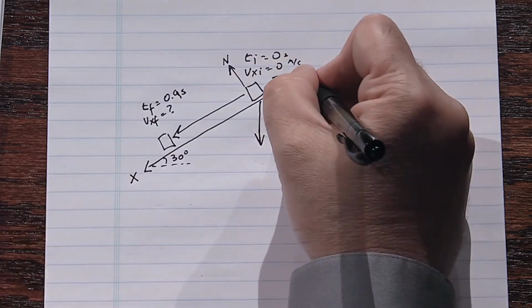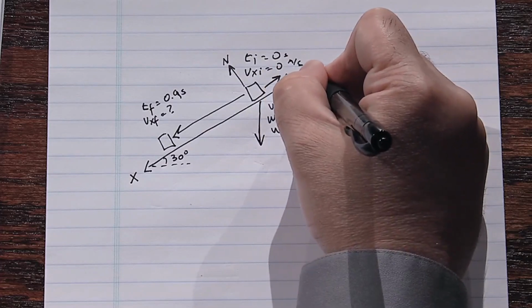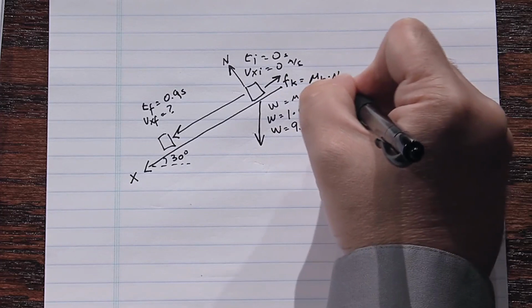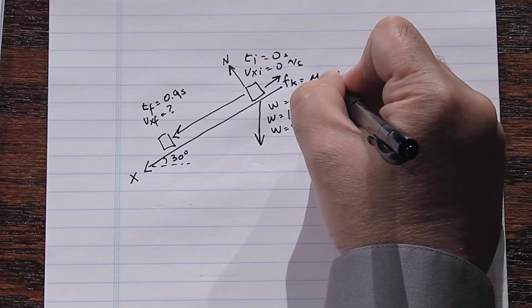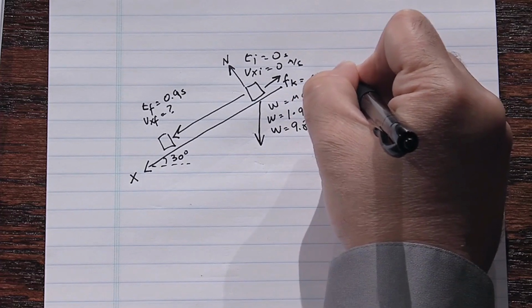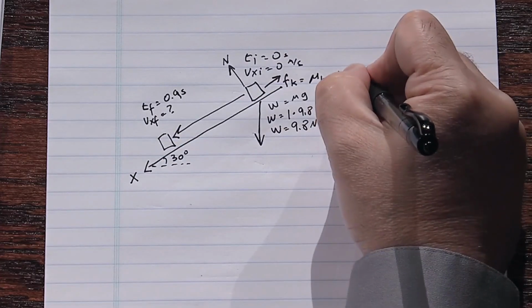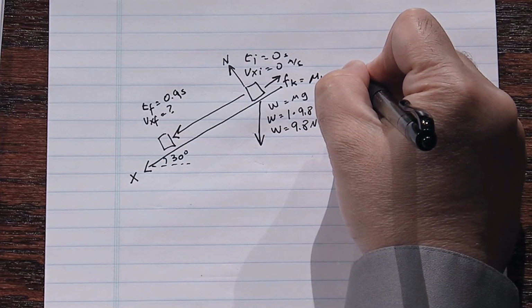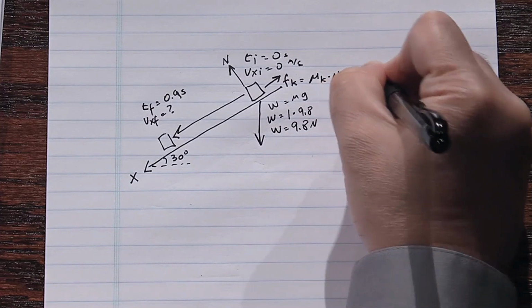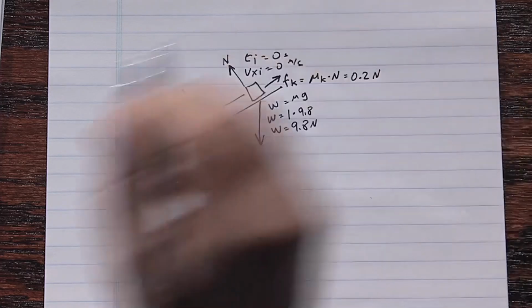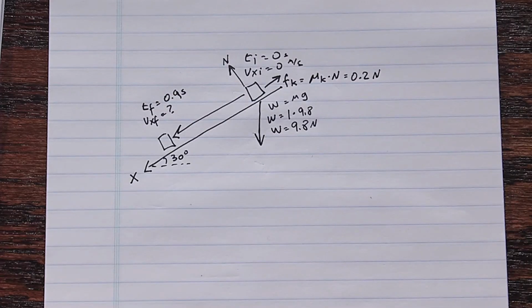And we also know that kinetic friction is equal to the coefficient of kinetic friction times the normal force, which gives us, since we know the coefficient of kinetic friction, we know that the kinetic friction force is going to be 0.2 times the normal force. Now, it's not 0.2 newtons. We have to realize that that's 0.2 times the normal force.